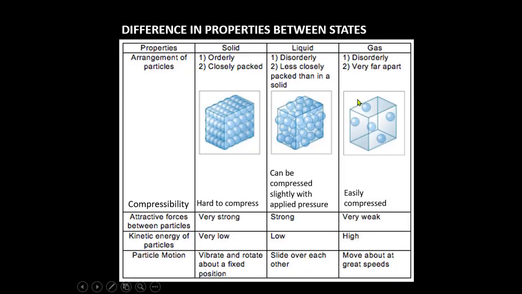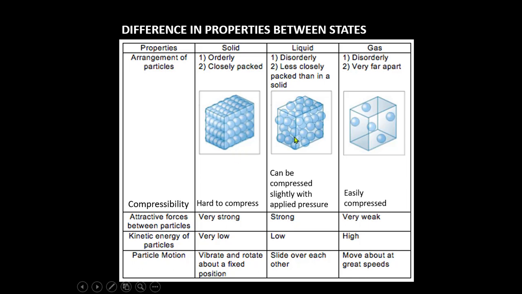Let us now look at the states of matter and their properties in a little more detail. So our properties are arrangement of particles, compressibility, attractive forces between particles, kinetic energy, and particle motion. So for solids, the particles are very close together in a very orderly or regular fashion. The forces of attraction between the particles are so strong that movement is very limited to just vibrating about a fixed point. This is also very hard to compress.